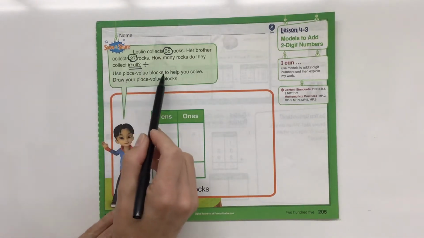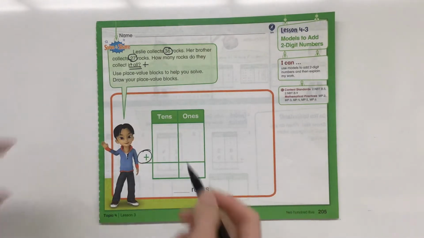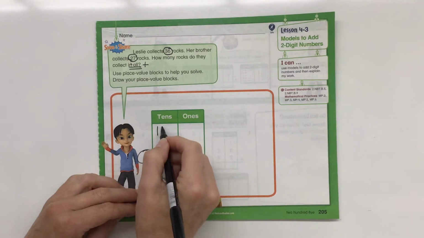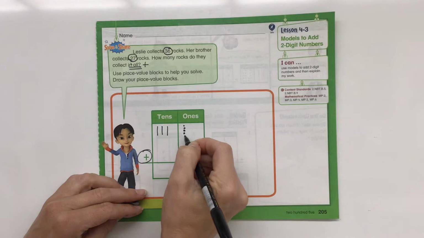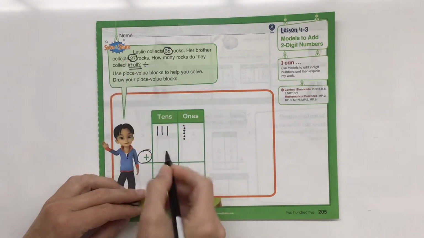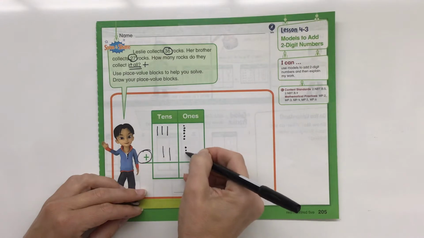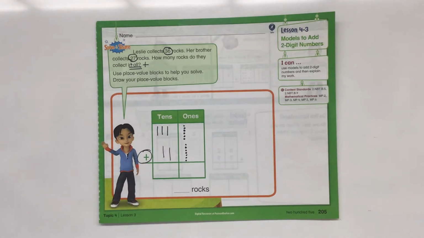Use place value blocks to help you solve. Draw your place value blocks. So I'm going to do, let's see, I need to do 36. So I'm going to do 10, 20, 30, 1, 2, 3, 4, 5, 6, plus 27: 10, 20, 21, 22, 23, 24, 25, 26, 27. Okay? And then we need to add it together.